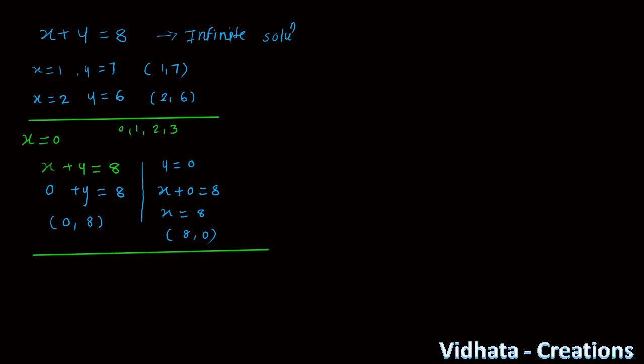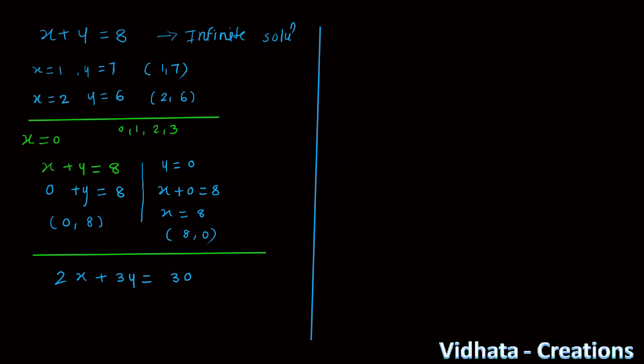Let us take one more example. Suppose I have another type of example, say 2x plus 3y is equal to 30. Then what will you do? In case of this equation, suppose we use it this way. First of all, we take the equation. Our equation is 2x plus 3y is equal to 30.